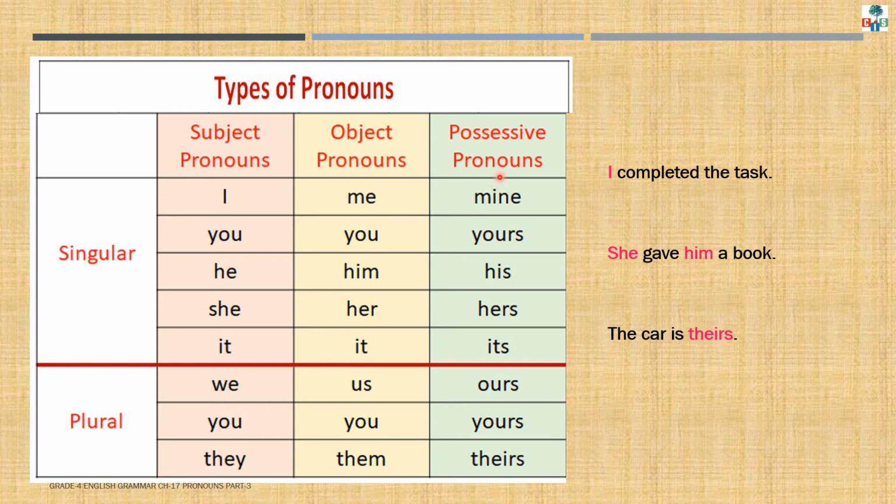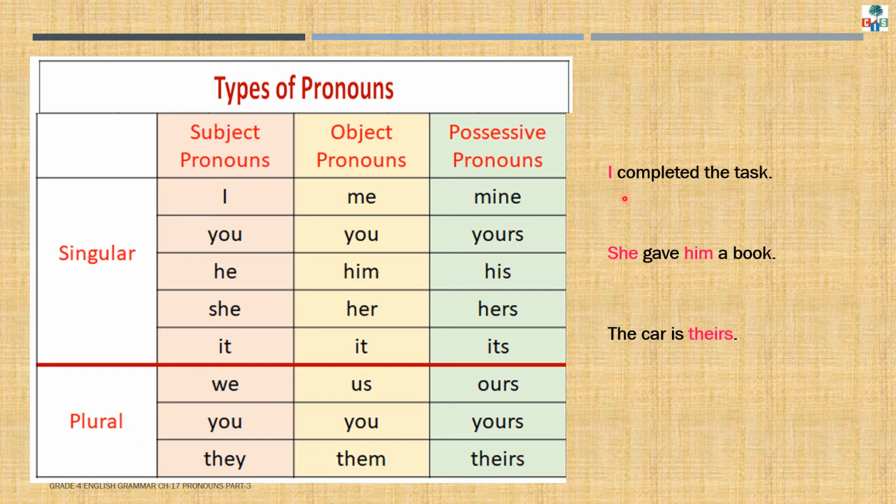Possessive pronouns. Yes, we have now discussed what possessive pronouns are. Possessive pronouns are those pronouns that show possession or ownership. The pronouns mine, yours, his, hers, its are used in the singular form. Ours, yours, and theirs are used in the plural form.